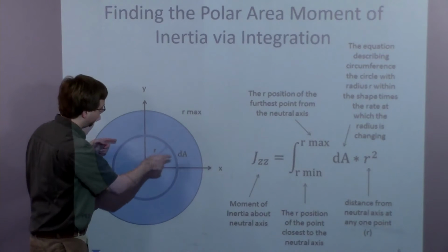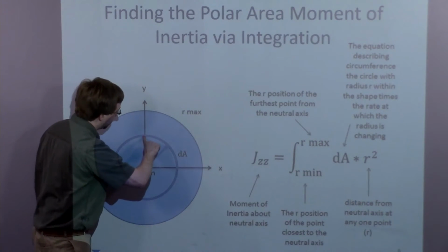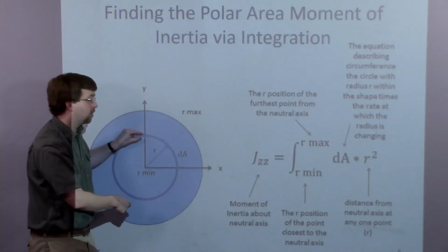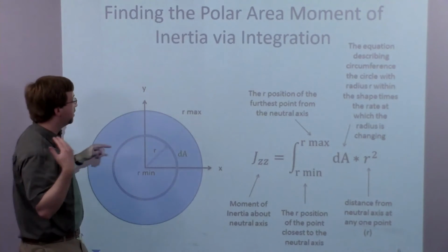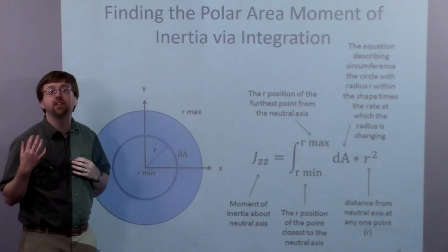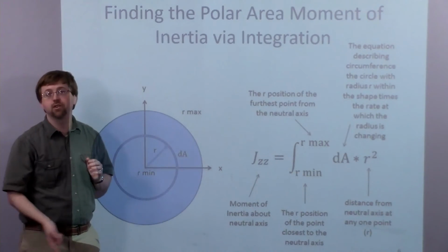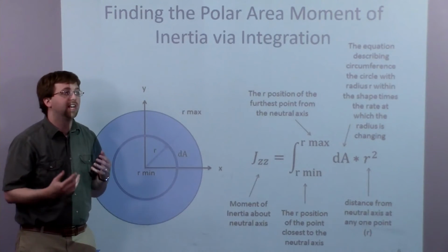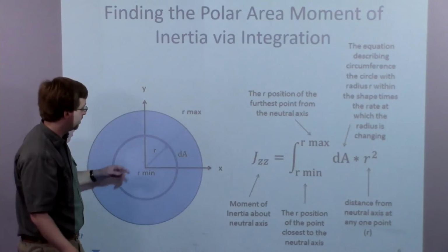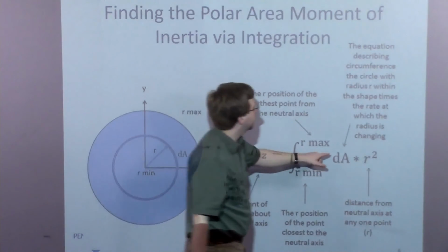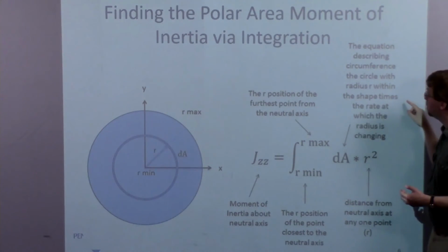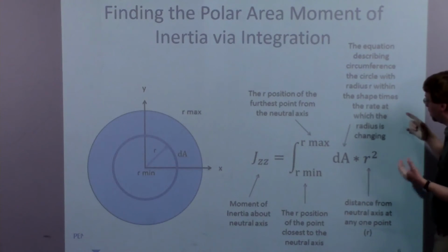If I've got a complete circle, that small area would simply be the circumference, and the width of this little sliver of circle would be dr. So the circumference is 2 pi r times dr for this complete circle. But I also need to consider if I've got something that's not a complete circle going around, it's not going to be 2 pi r, it'll be some fraction of 2 pi r. So maybe I've got some cutout that takes out part of that circumference. So dA is the equation describing the circumference of the circle with radius r within the shape, times the rate at which the radius is changing, which is dr.